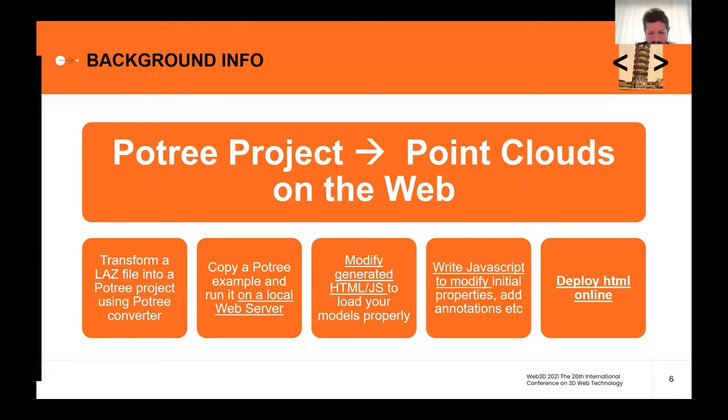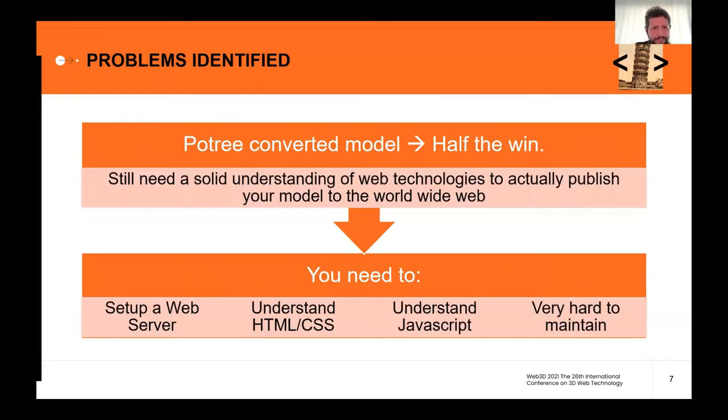Potree has comprehensive documentation online. It allows you to generate a Potree model using a tool they provide. And then it gives instructions on how to set up a local web server to actually see the model, ways to modify the output, which is usually an HTML file with JavaScript, how to add properties and add annotations, all of that using JavaScript, and then finally deploy that HTML model online so people can see it.